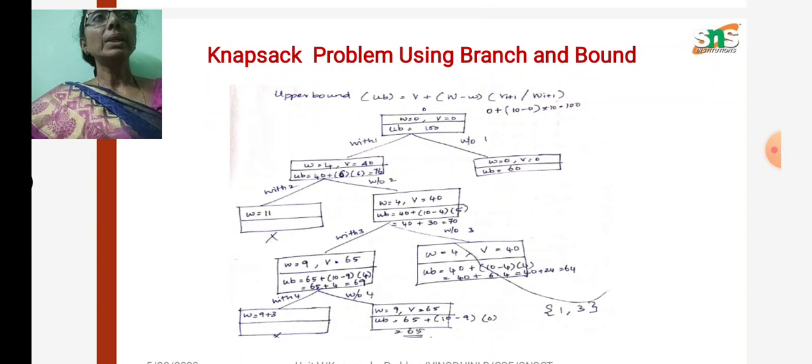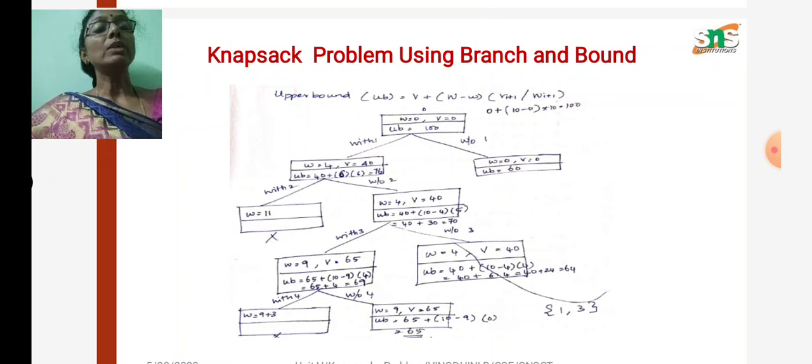Again from with 1, we calculate with 2 and without 2, that is, the upper value if we fill item 2 and the value without item 2. With item 2, we add the weight of item 1 and item 2, and the weight is equal to 11. This is not an optimal solution because our capacity of the sack is 10, so we drop that solution. Go to the next option, without 2. Here W is equal to 4 and V is equal to 40, and we get the upper bound value equal to 70.